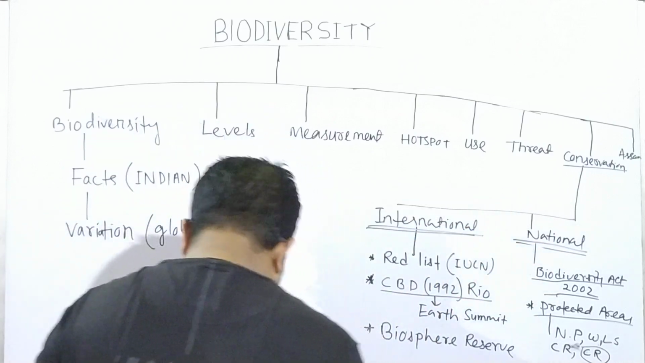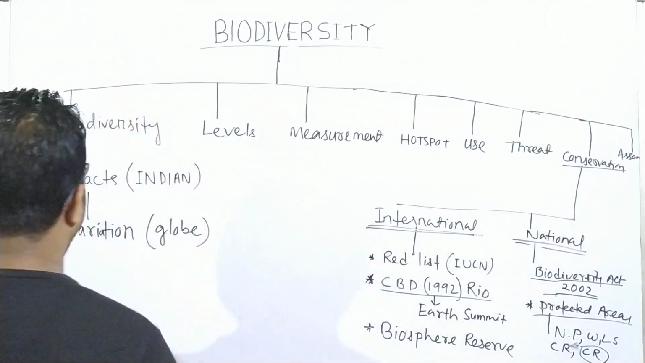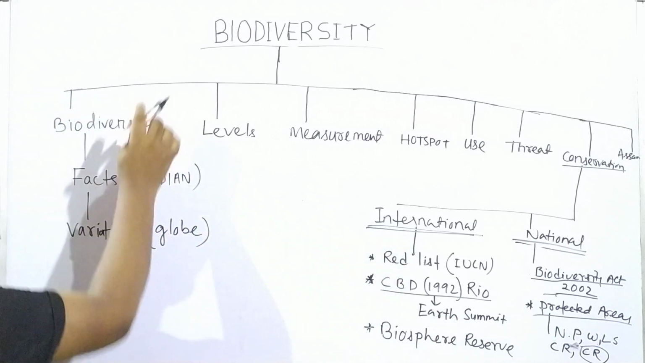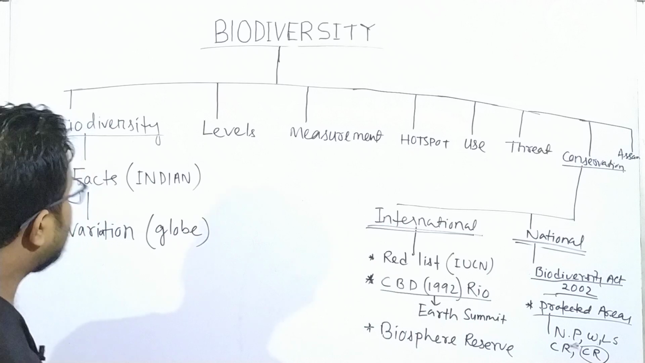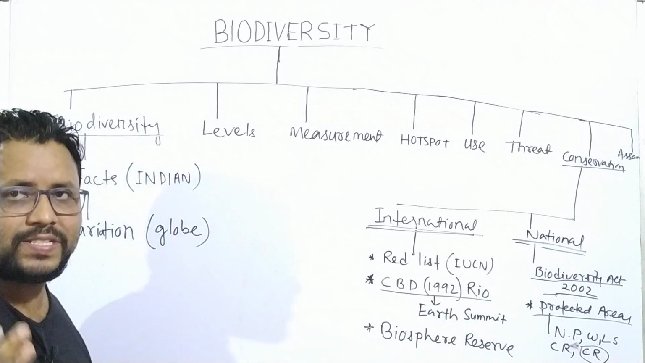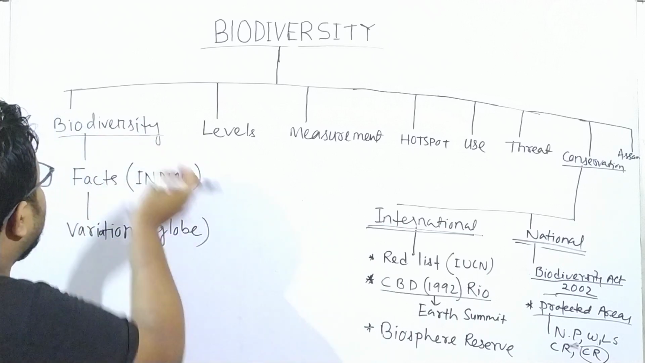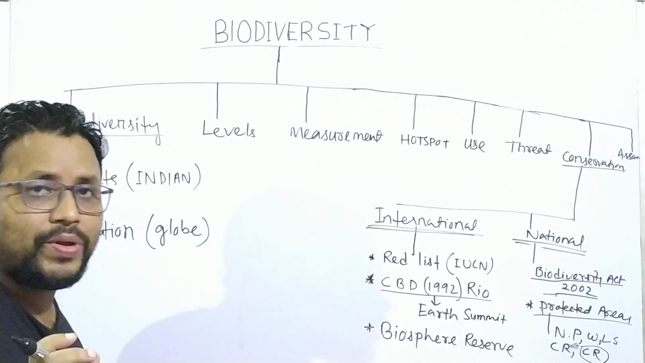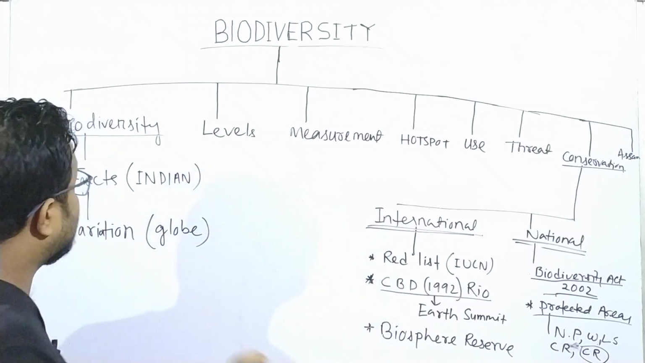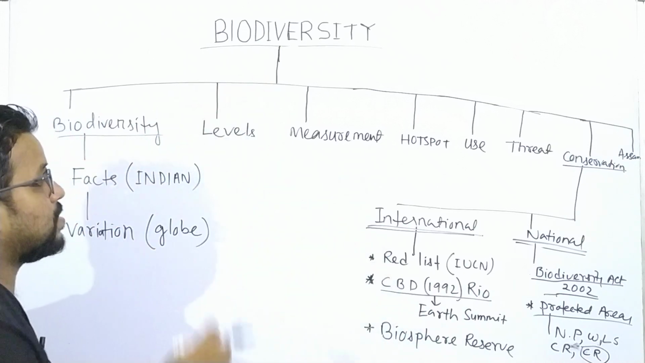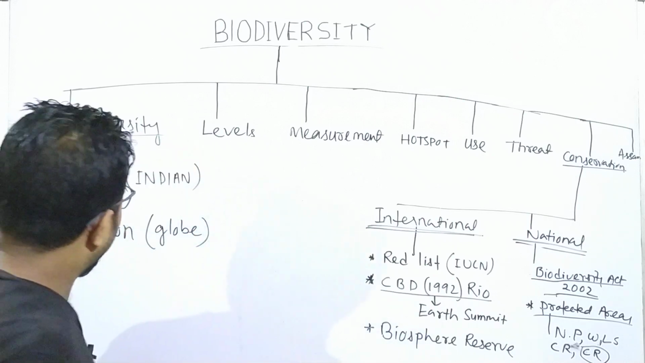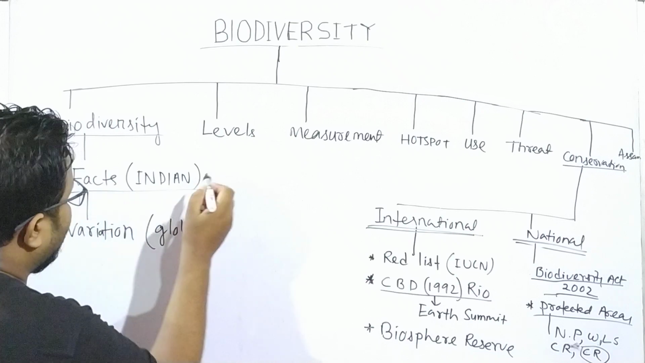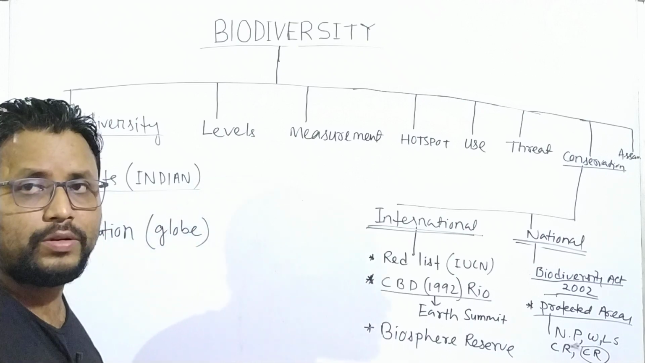Now we will come to this. We already discussed what biodiversity is: it is the richness of species, or the number of species present in an ecosystem. Now some facts from the Indian perspective we would like to study.